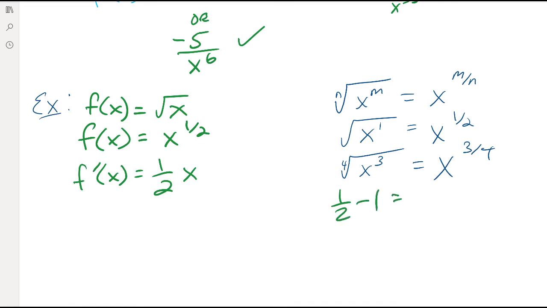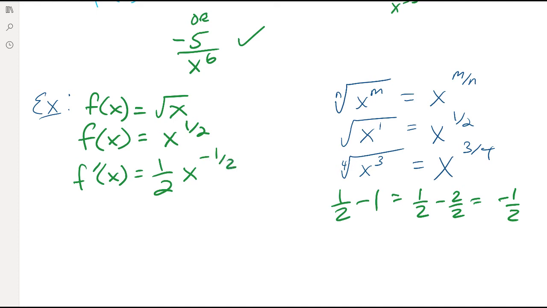So 1/2 minus 1, you guys know how to subtract fractions, right? We have to get the same denominator. So 1 is the same thing as 2 over 2. So 1/2 minus 2 over 2 is negative 1/2. So 1/2 minus 1 is negative 1/2.